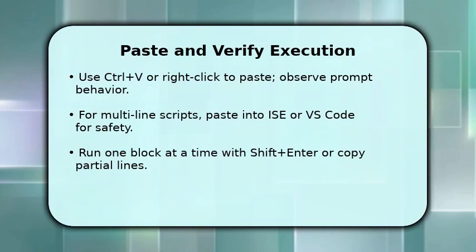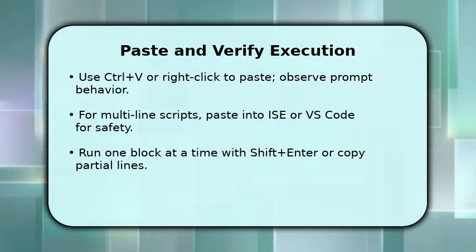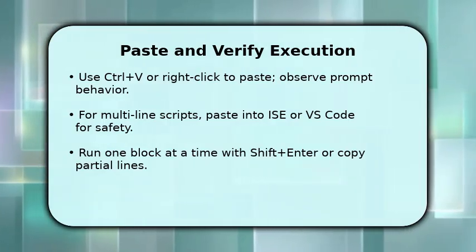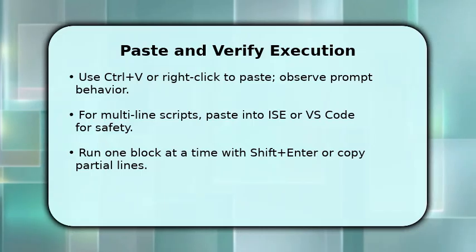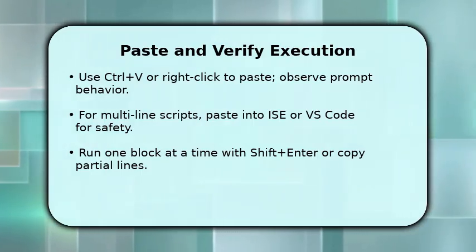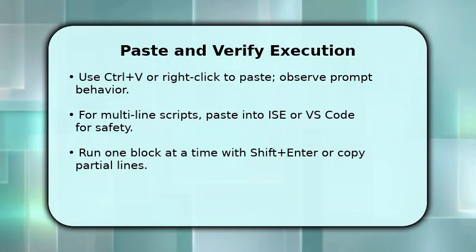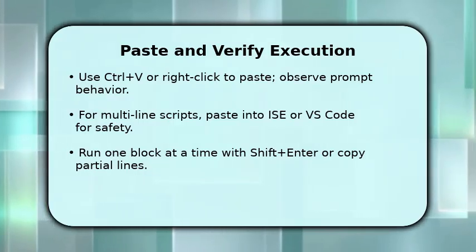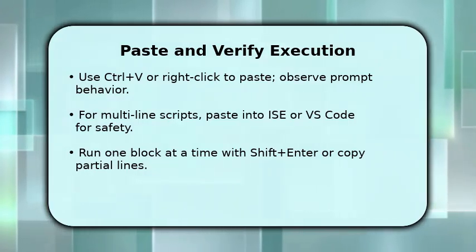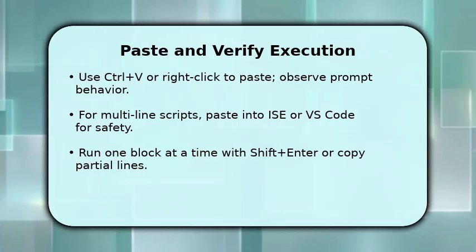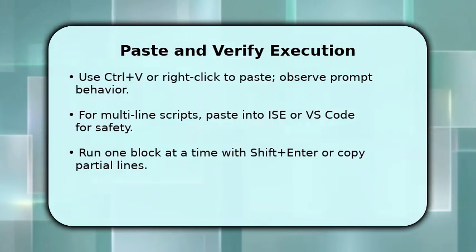Now paste the content and watch how PowerShell reacts. If using the terminal, prefer Ctrl+V or right-click Paste. If the host executes immediately, paste into the Integrated Scripting Environment or Visual Studio Code to inspect first. Once pasted, check for line breaks, stray characters, or encoding issues. These often cause runtime errors.